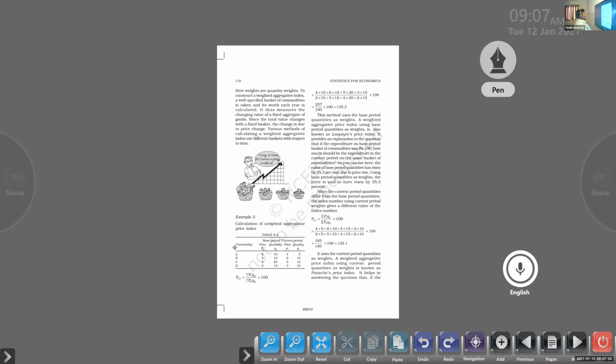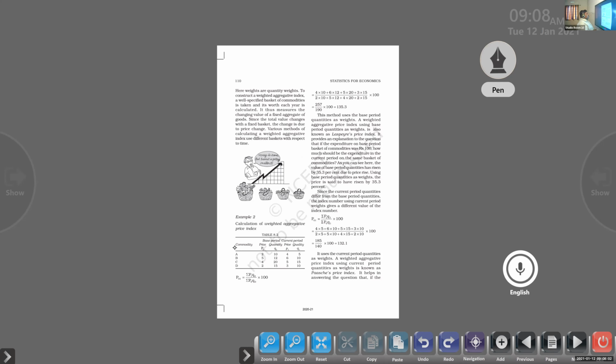To construct a weighted aggregative index, a well specified basket of commodities is taken and its worth each year is calculated. We are using a basket of goods, clear, and we will prepare a list of goods to include in that basket. Basically the most important products needed for a consumer, we will include in that basket, and we will find out the change of that particular basket. This measures the changing value of the fixed aggregate of goods. So always fixed goods are there in that basket. Since the total value changes with the fixed basket, the change is due to price change.